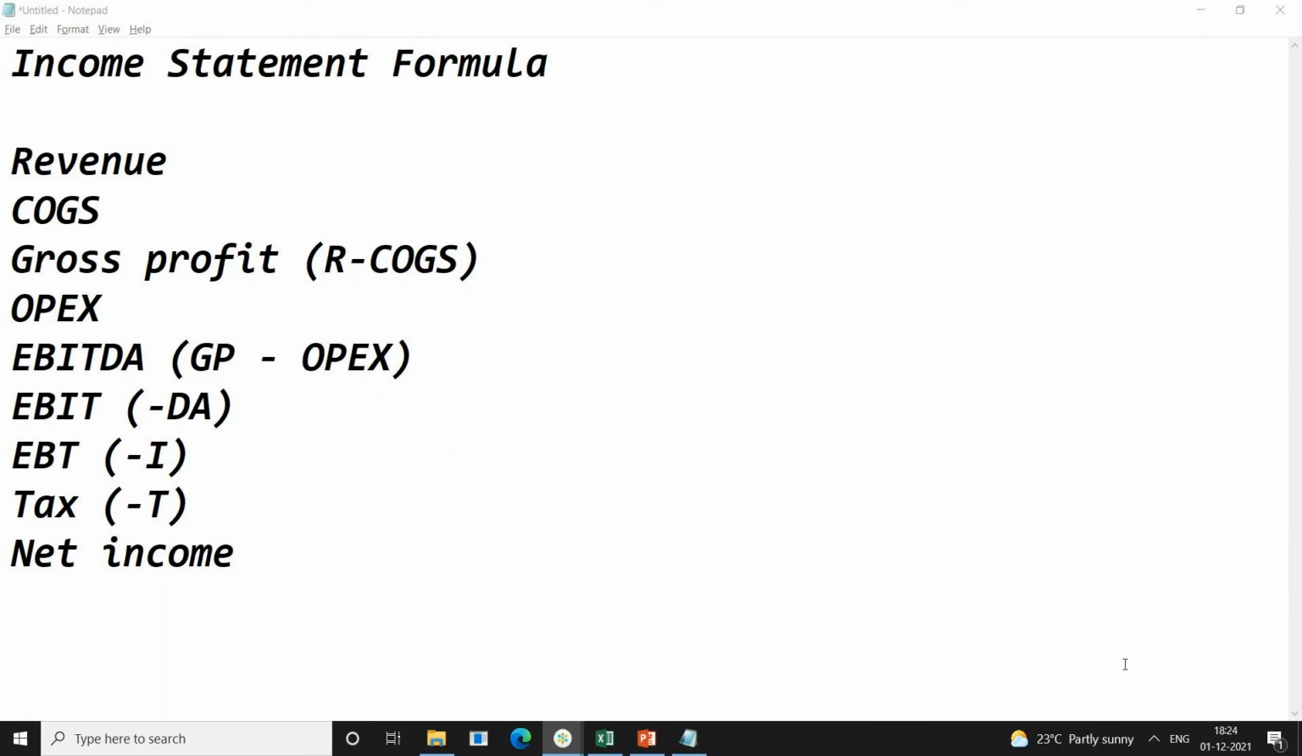Fine then. So start doing everything. Once again, remove the answers and do everything from the first. Note it down: next class, I will start the main thing, the income statement, tomorrow.